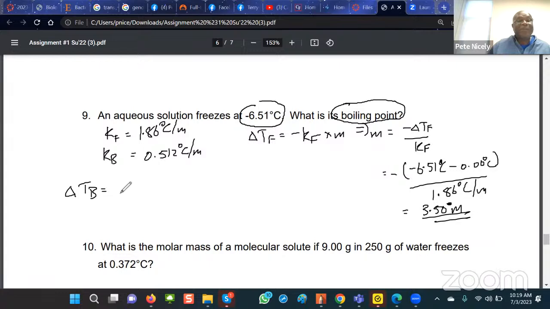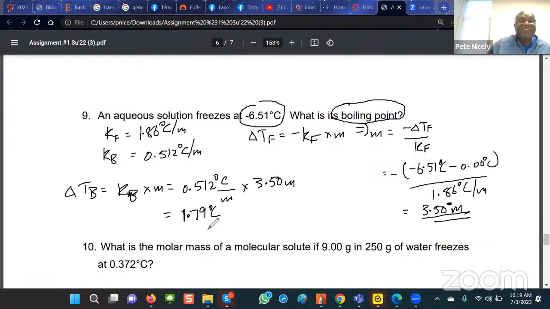Delta TB of the solution will be equal to KB times M, which would be 0.512 degrees Celsius over M times 3.50 M. And we work that out. So that would give 3.50 times 0.512. And according to my calculation, this works out to be equal to 1.79 degrees Celsius. Now remember, that is delta TB, the change in boiling point.